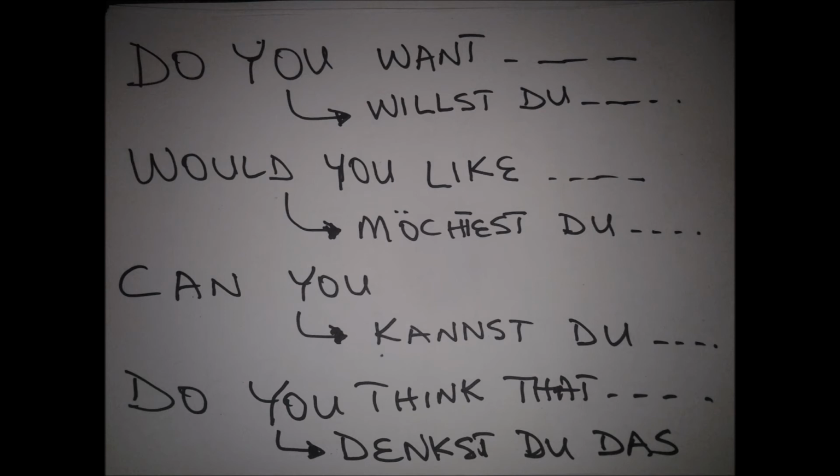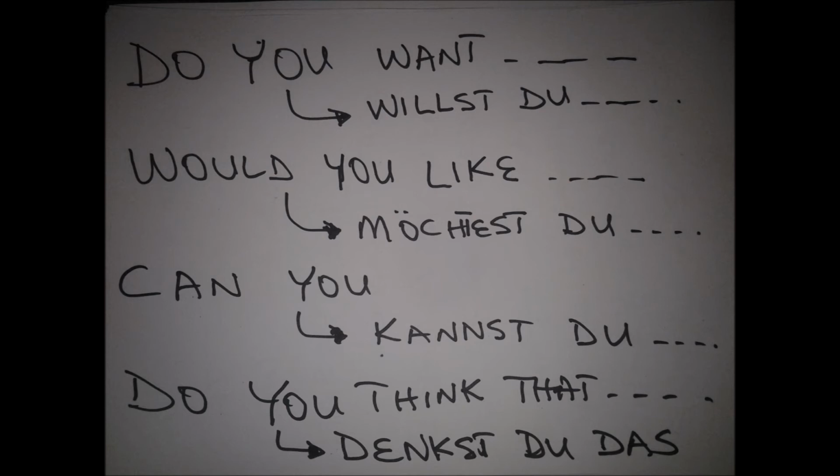So let us make some sentences again. You may be asked, or you may want to ask somebody some questions, if he wants something. Do you want? That means Willst du. For example, do you want to eat? Willst du essen? Do you want to write? Willst du schreiben? Do you want to dance? Willst du tanzen? Or would you like, that is almost identical, but this one has more respect. Would you like to eat? Möchtest du essen? You will notice there's always a st at the end because it is du. Do you want to sleep? Möchtest du schlafen? Do you want to write? Möchtest du schreiben?